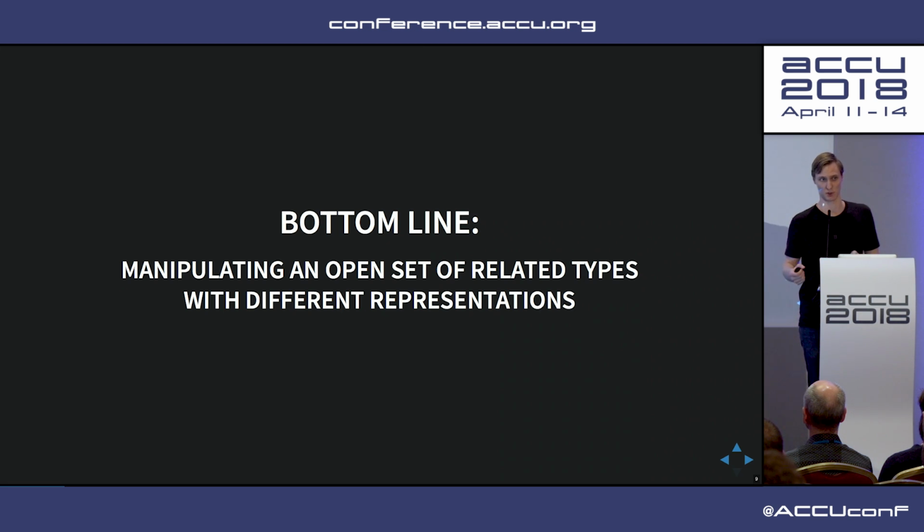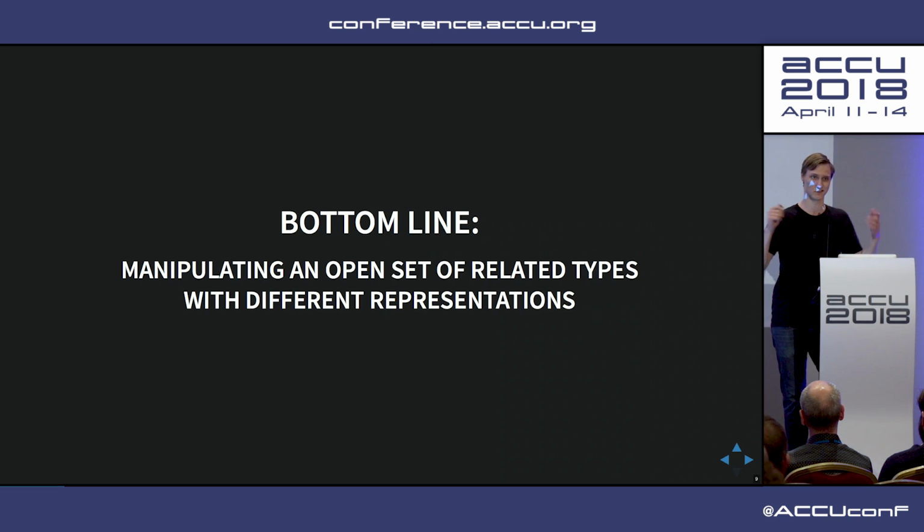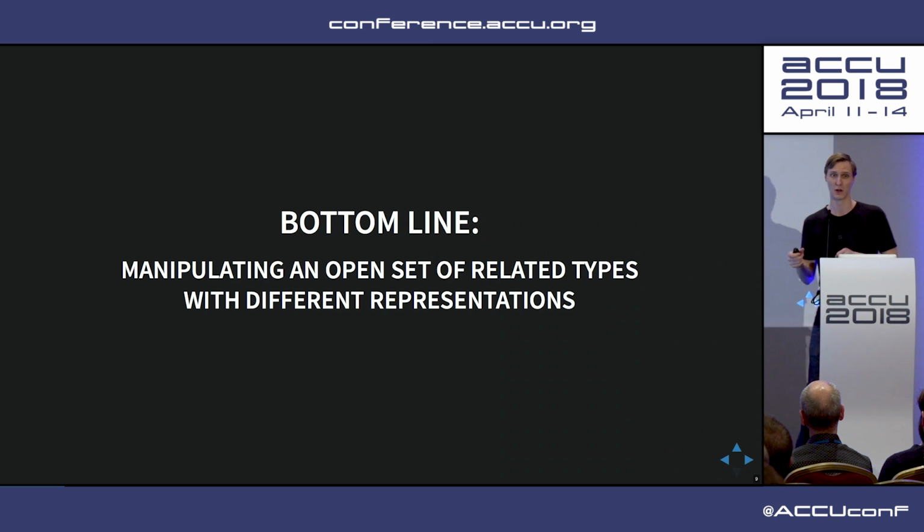So you need runtime polymorphism whenever you need to manipulate an open set of types that have some relationship to each other. If they don't have a relationship to each other, then you don't really have polymorphism. You just have different things. But if they all share some interface, then that's when you actually need runtime polymorphism. Of course, if their representation is all the same, it's also not such a big challenge. But when they have a different layout or they have different members and stuff like that, that's when you really need to get a little more clever.